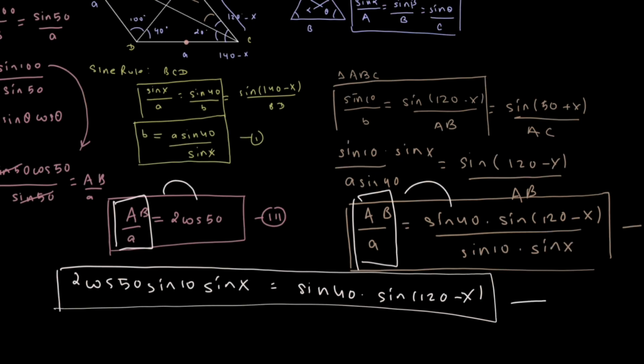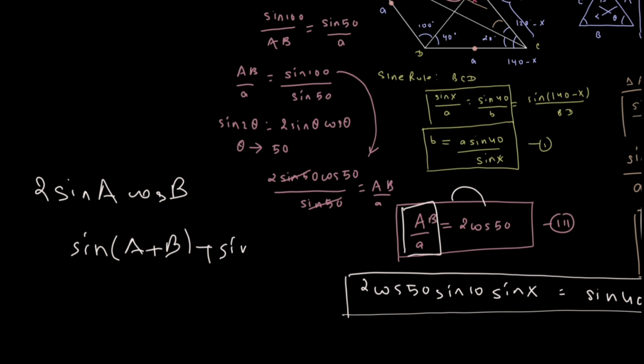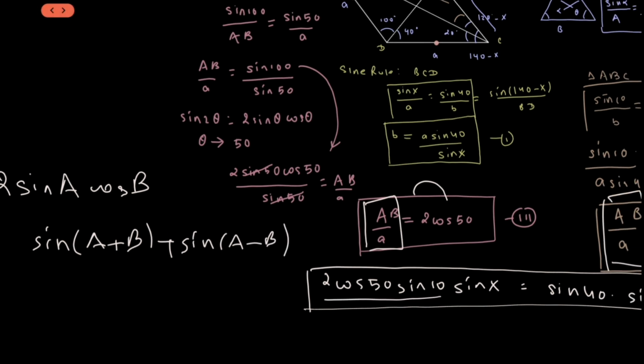Now we have this particular equation, and to simplify it further we will use a trigonometric identity. Recall the identity: 2 times sine A multiplied with cos B equals sine of (A plus B) plus sine of (A minus B). We can simply apply this identity over here: 2 times sine of 10 into cos of 50.